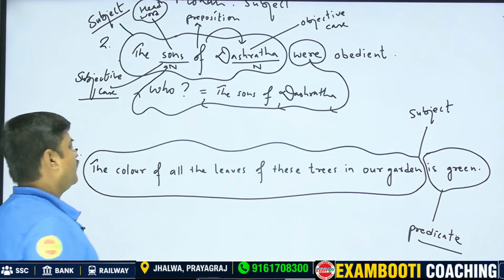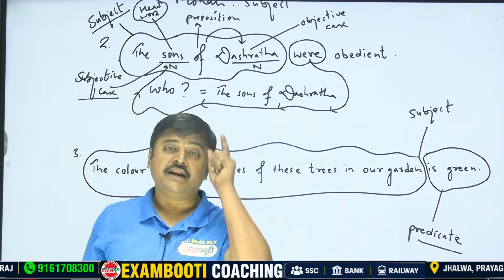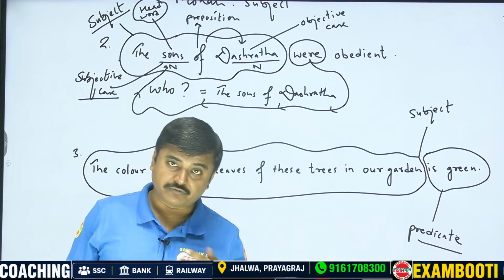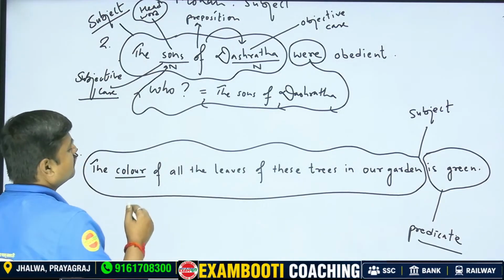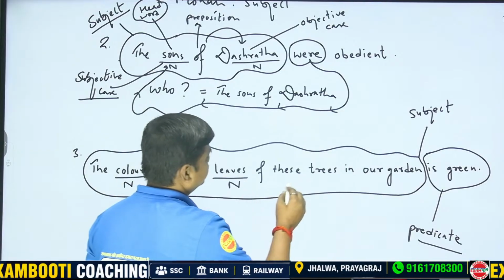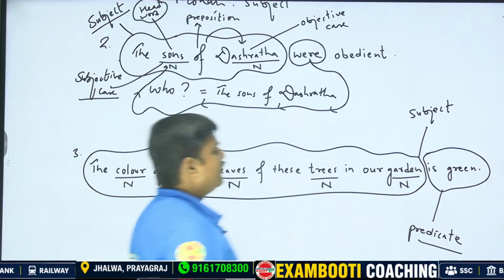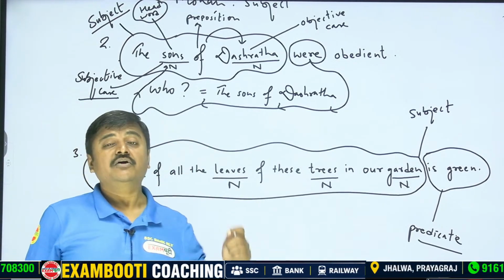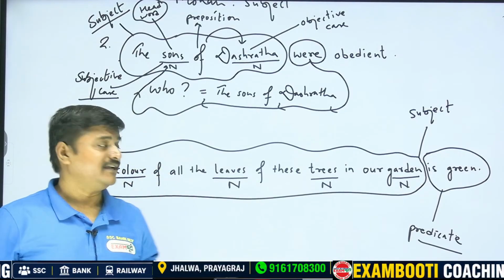Now, if this is the subject, it means there must be a noun. Of course, there are nouns, not just one noun. There is more than one noun. This is a noun. This is also a noun. This is also. Now, which noun is the head word, or actually we can say in subjective case?